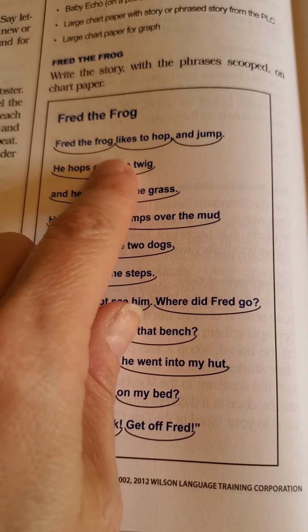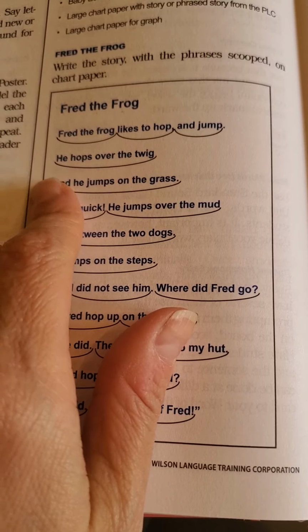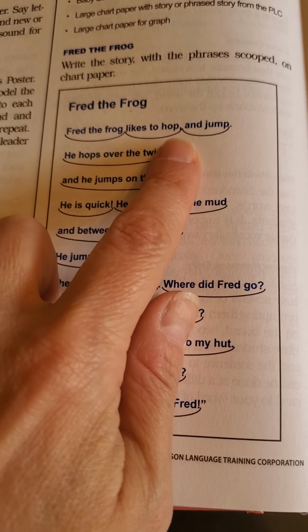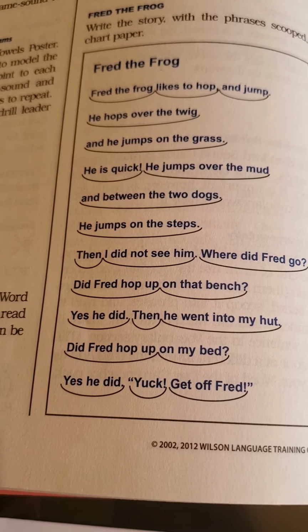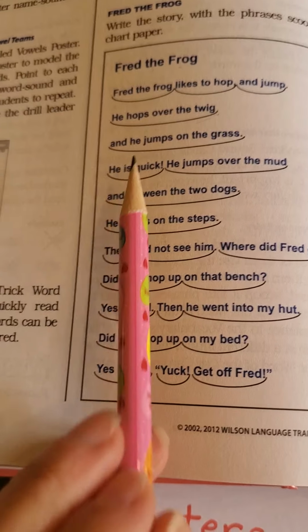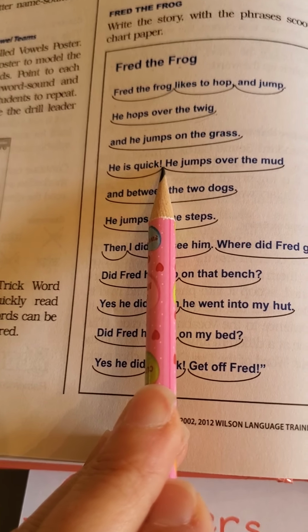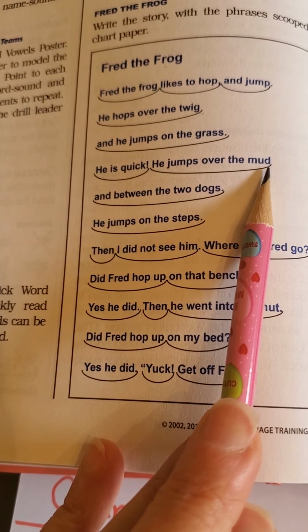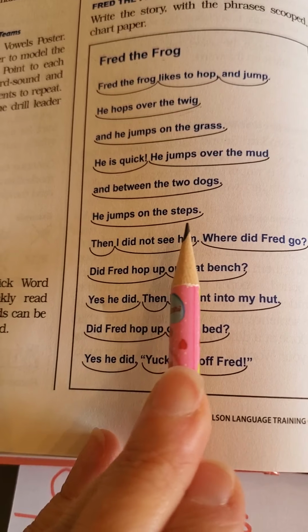This scooping shows us how we could read it a little bit more smoothly or fluently. Fred the Frog likes to hop and jump. He hops over the twig and he jumps on the grass. He is quick. He jumps over the mud and between the two dogs. He jumps on the steps.